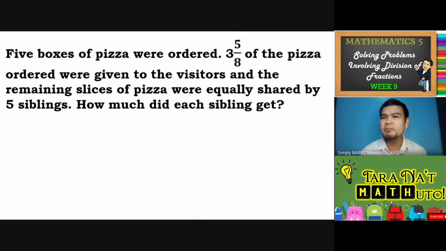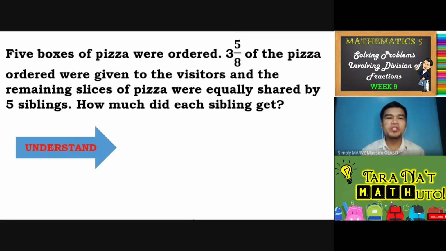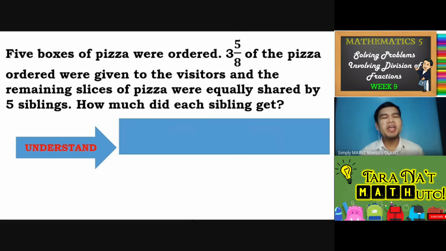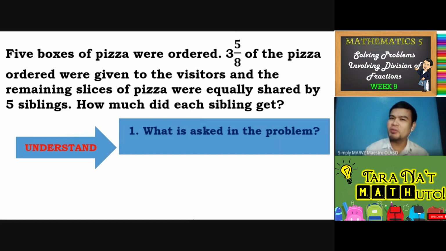That is what we will discuss. There are 5 boxes of pizza. Okay. Now, the 3 and 5/8 of the pizza that was ordered was given to the visitors. And the remaining slices of pizza were equally divided among 5 siblings. So the question is, how much pizza did each sibling get? That is what we will solve. Now, let's first understand the problem by identifying what is asked in the problem.